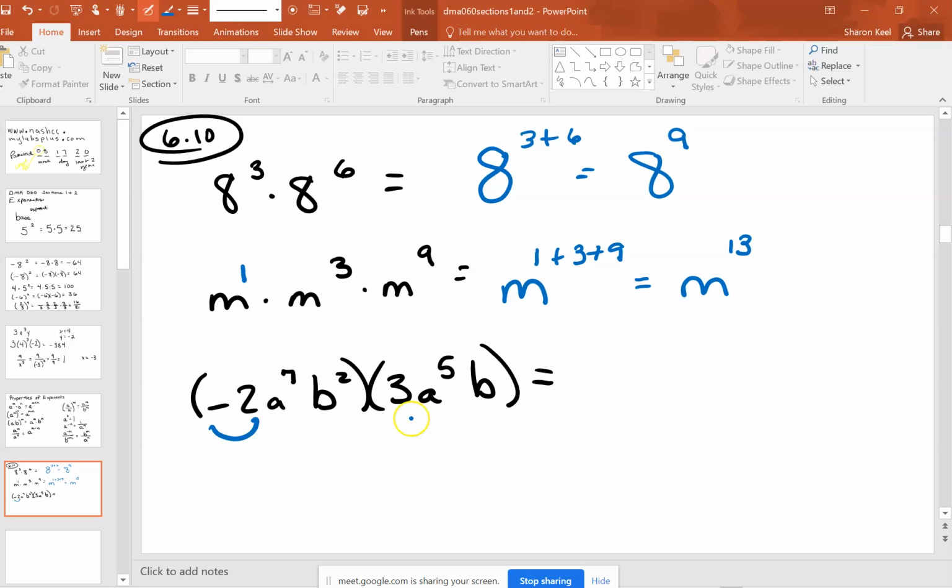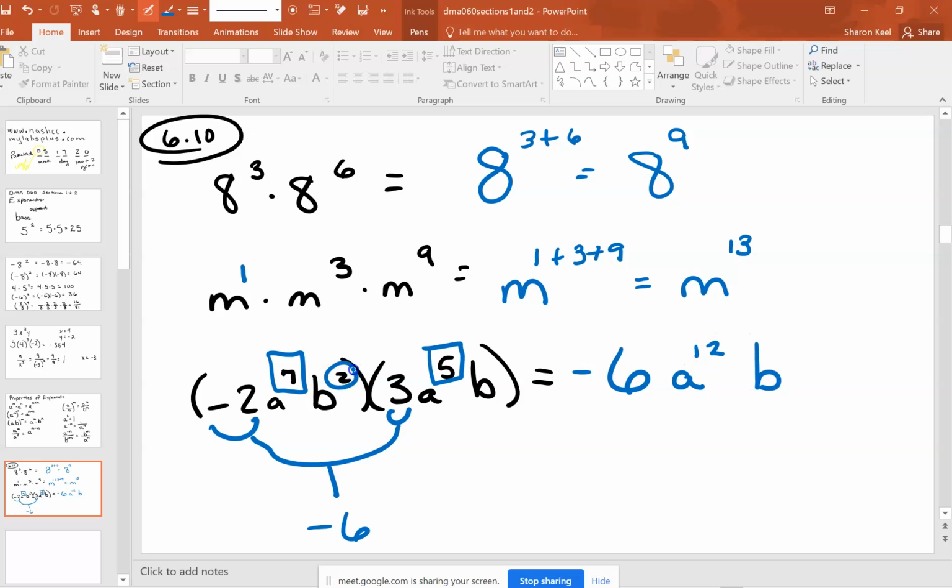Now for this one, we're going to need to multiply these two numbers here. Negative 2 times 3 is going to give us a negative 6. So we have to multiply the whole number. For the a, we have 7 plus 5. What is 7 plus 5? That gives us 12. And then for the b, we have a 2. There's no number here, it's an understood 1. 2 plus 1 would give us 3. So when you're doing your computer practice, you're going to have skill practices initially, where in this case, when you multiply the same base, you add the exponents.